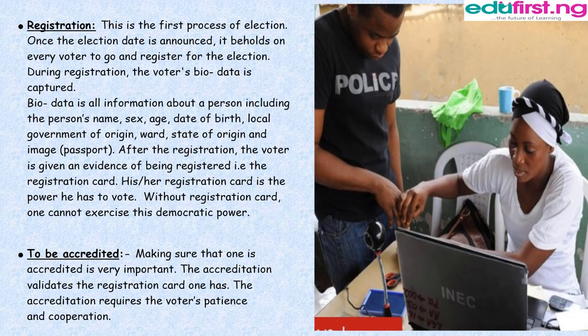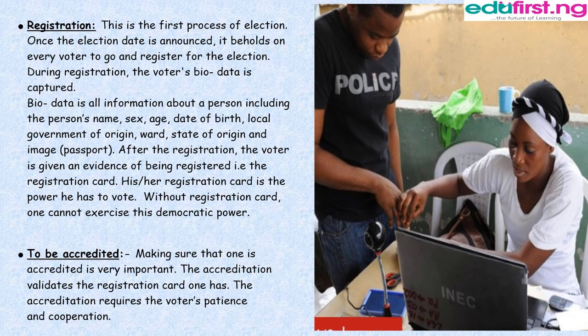Now let's take them one after the other. The first one is registration. This is the first process of an election. Once the election date is announced, it behoves on every voter to go and register for the election. During the registration, the voter's biodata is captured. The biodata is all information about a person, including the person's name, sex, age, date of birth, local government of origin, ward, state of origin, and passport photograph.